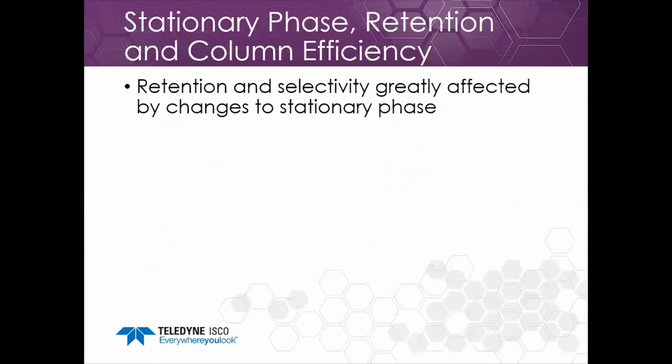As we discussed before, in the resolution equation there are three components we're interested in: column efficiency, selectivity, and retention. Retention and selectivity are greatly affected by changes to the stationary phase. So if I go from bare silica, normal phase, to reverse phase, I see a drastic switch in the selectivity and retention. Those are things that we can change to maybe get better resolution between two compounds.